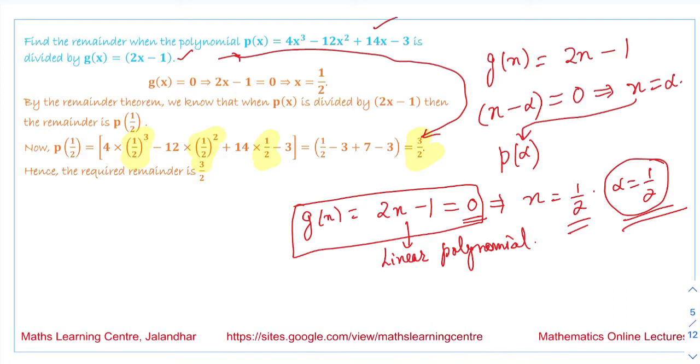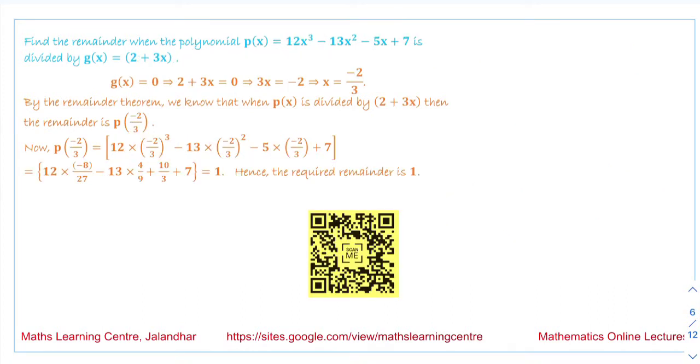Similar is the next question. You have to find the remainder when this polynomial is divided by g(x) is equal to 2 plus 3x. Now you know how to find the value of alpha. You just write 2 plus 3x, equate it equal to 0. You get 3x is equal to minus 2. This implies x is equal to minus 2 by 3.